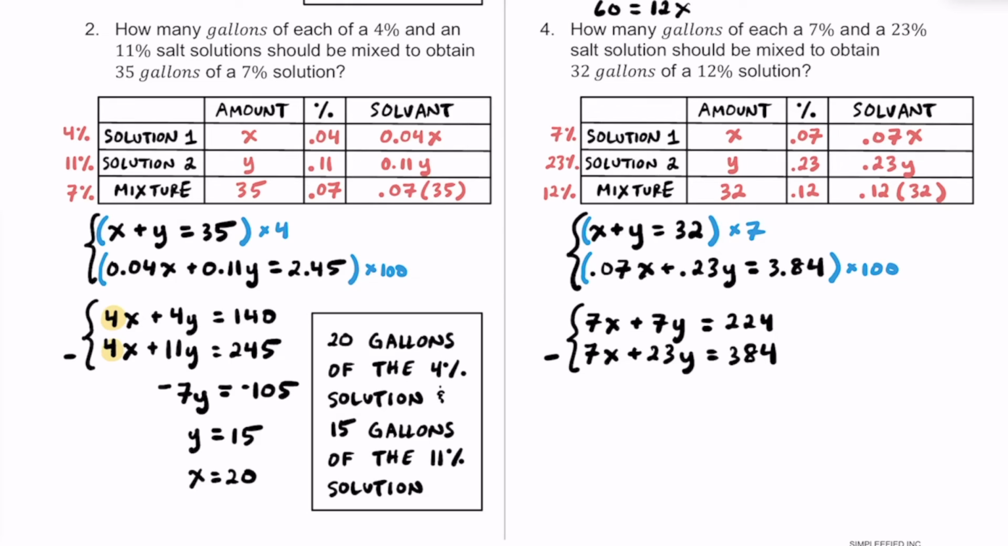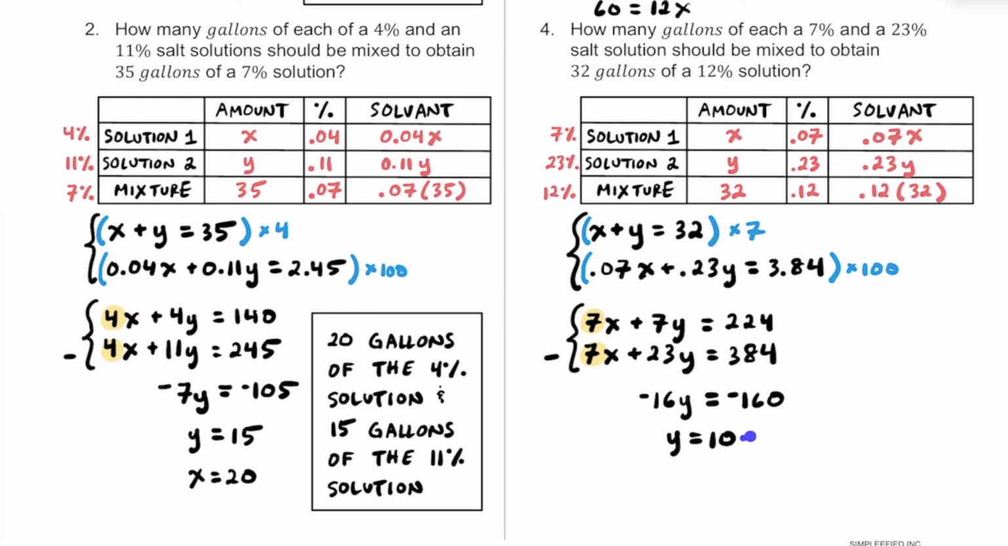Using elimination, I think we're going to subtract here, right? Just because 7 minus 7 is going to be equal to 0. So we're going to eliminate the x's. Now 7y's take away 23y's. That's going to be negative 16 of these y's. And then on the right side of the equation, we have this 224 minus the 384. So if we go ahead and subtract those, we're going to end up with negative 160. And if you divide both sides by negative 16, we're going to see y is equal to 10. All right, so that's going to be how much of solution 2 we need.